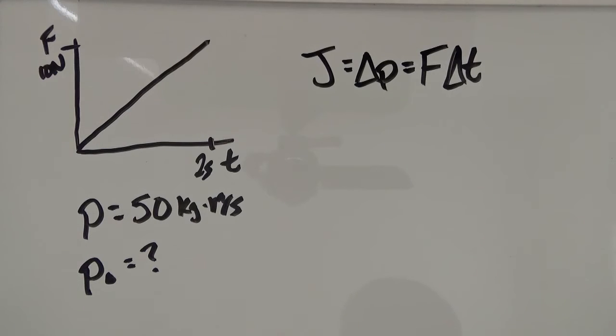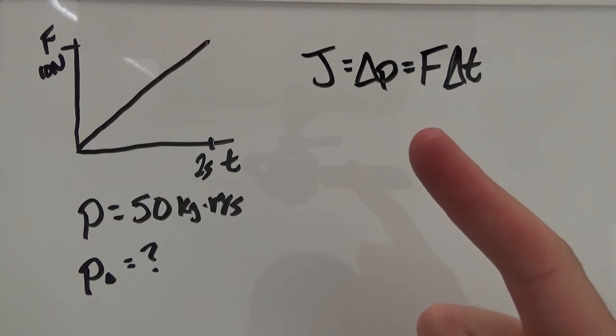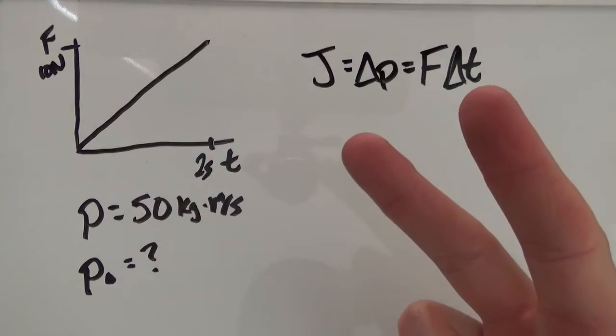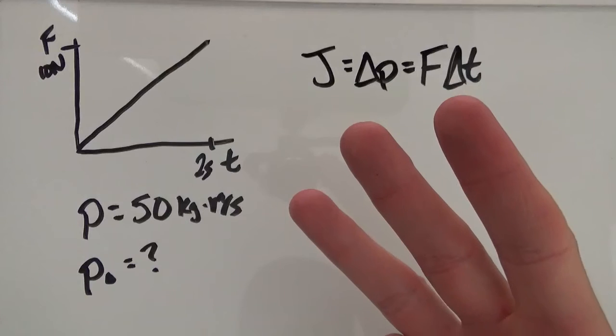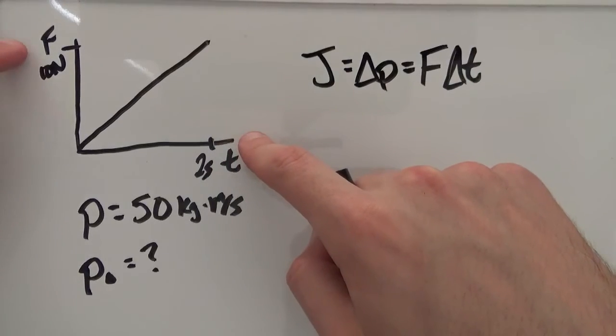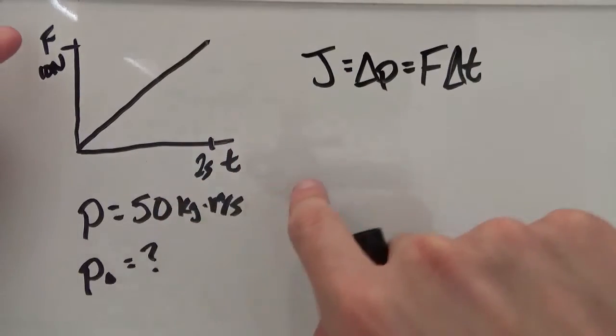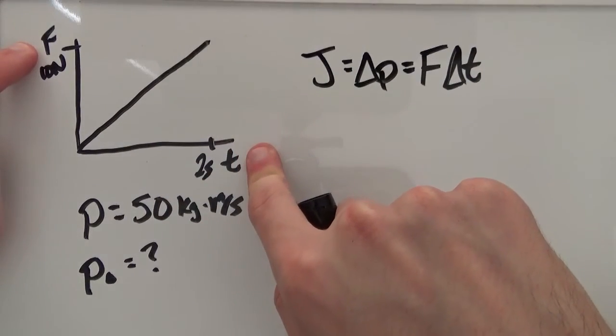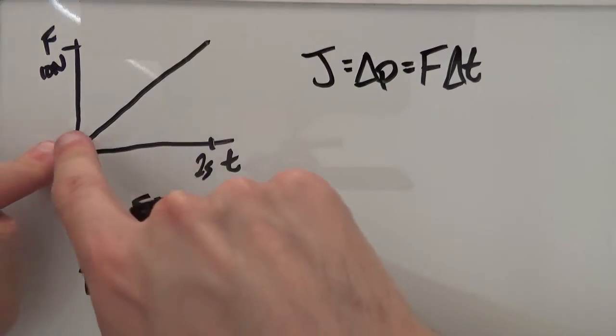We're given a graph. Your go-to information for a graph is either pulling a value off the graph, taking the slope of the graph, or taking the area under the graph, right? And in this case, slope would be dividing. It's rise over run, so it would be force divided by time. That's not what we're looking for. We're looking for area under the curve, right?